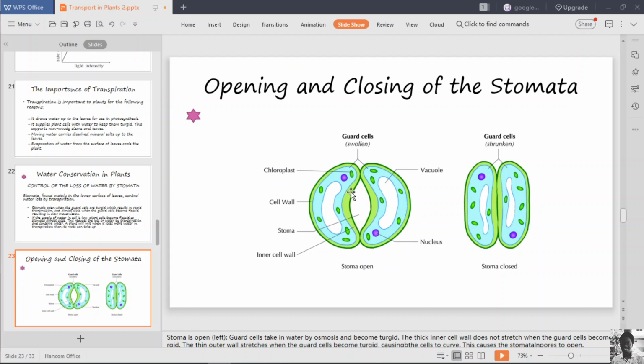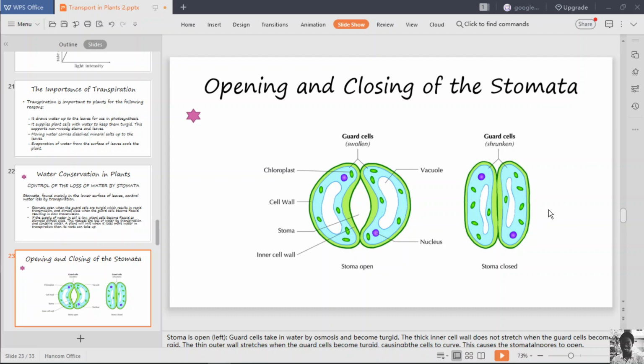The thick cell wall would not stretch, but the thin cell wall would stretch under the pressure. Okay, the thin outer cell wall would stretch under the pressure, and that would cause the guard cells to expand and become turgid, and when they become turgid, the stoma here would open and cause water to flow out of the leaf. Okay, so that the guard cells can become less turgid.